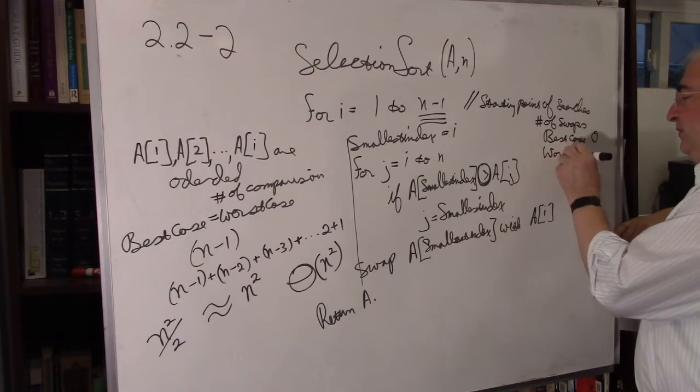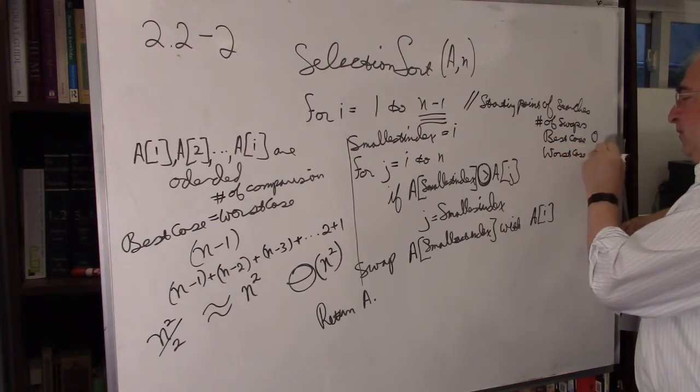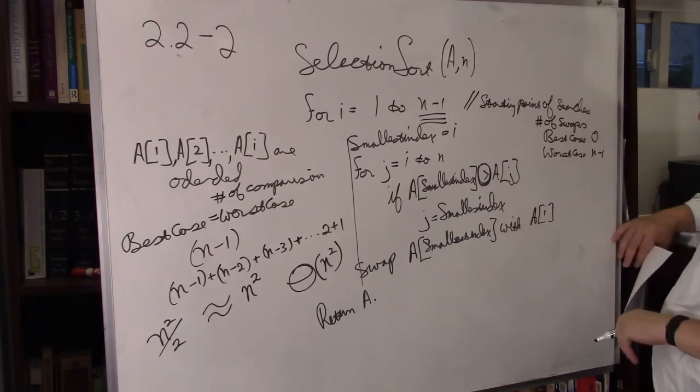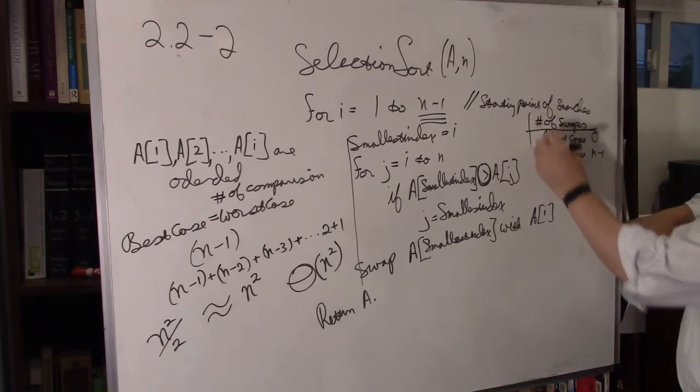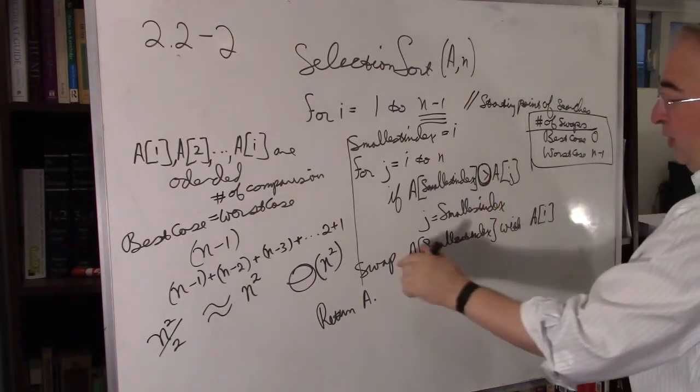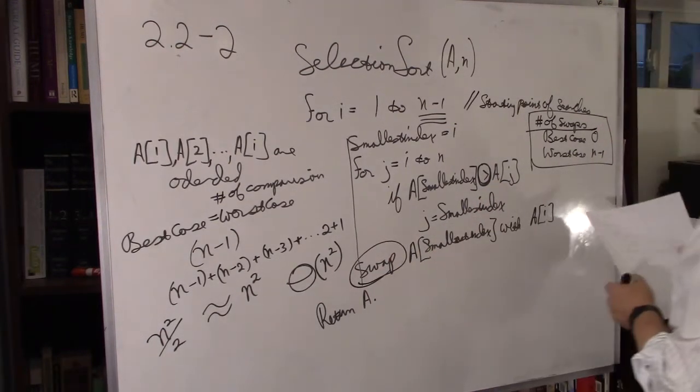Worst case is n. Oh, I'm sorry, n minus 1. Okay, so that's it. So again, it depends what you mean by how much work you're doing. It depends if you're counting how many comparisons or how many swaps.